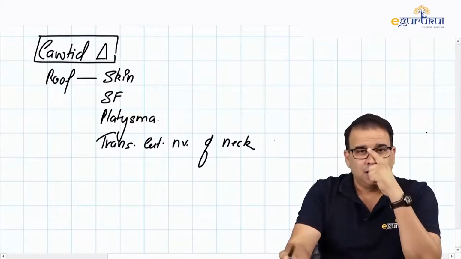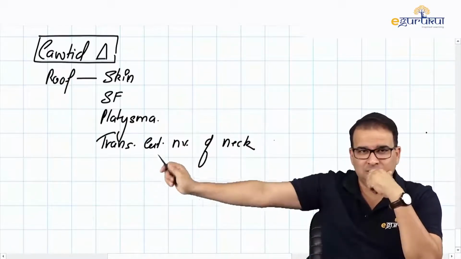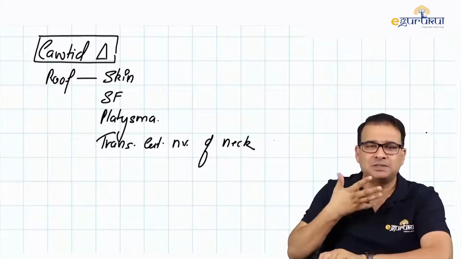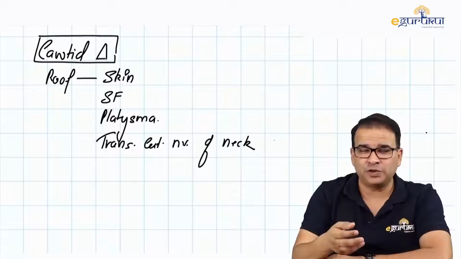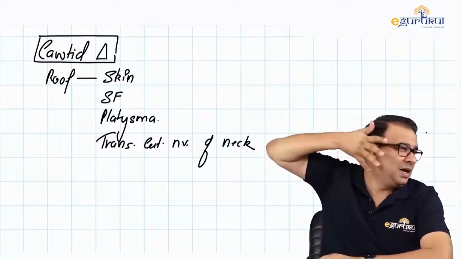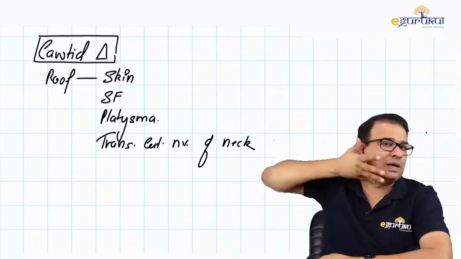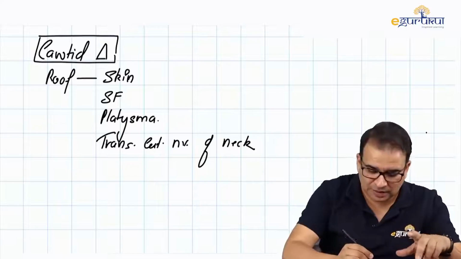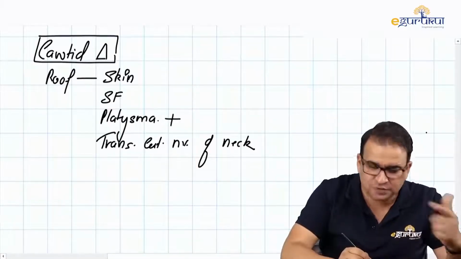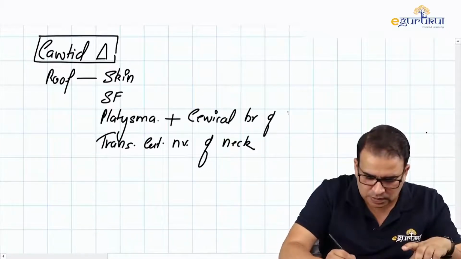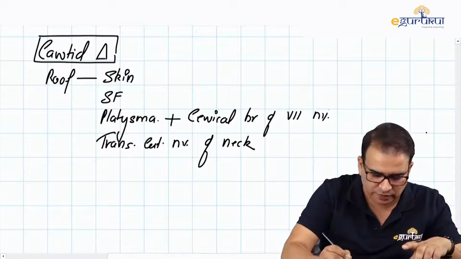And when you look at all these structures, the muscle in the roof is platysma. What is the nerve supplying the platysma? Platysma is supplied by the facial nerve. Which branch of the facial nerve? The cervical branch. So when the facial nerve divides into the 5 branches, it's the cervical branch which goes to supply the platysma here. So that is also coming in this roof. Not only the platysma, you're also looking at the nerve supplying it, the cervical branch of the facial nerve.